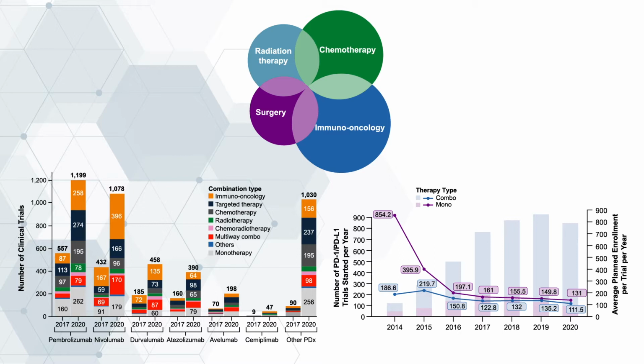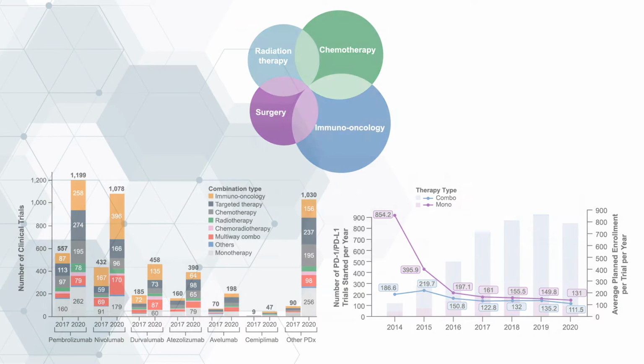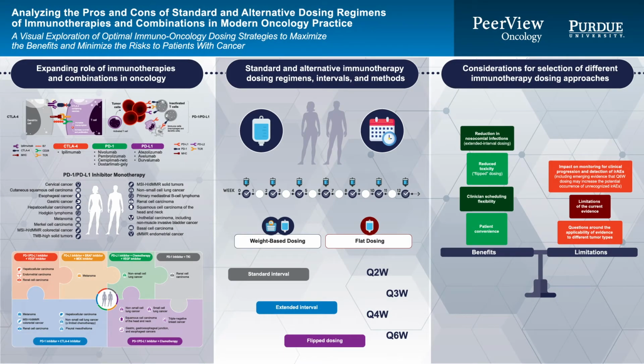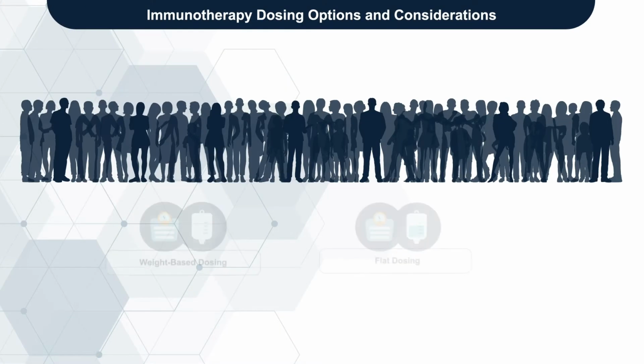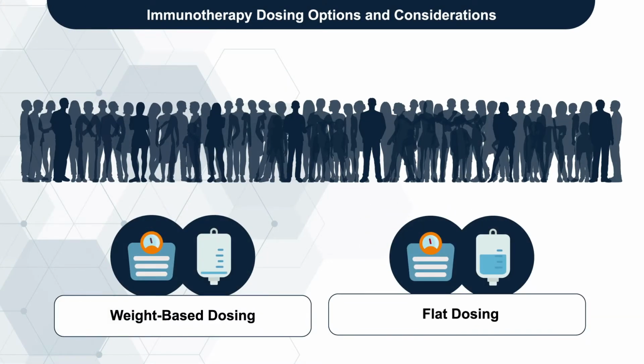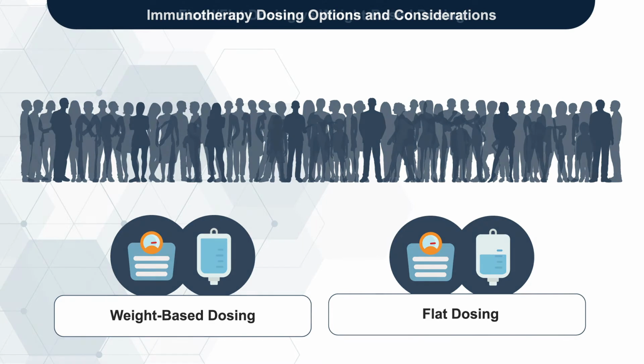in generating anti-tumor immunity. As the development of immune checkpoint blocking therapy has evolved, a variety of dosing regimens, intervals, and methods have been investigated. For example, several therapies have been tested and FDA approved using both weight-based and flat dosing strategies. This has resulted in both increased flexibility and complexity for clinicians and patients.